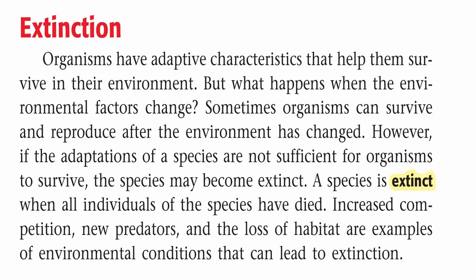Extinction. Organisms have adaptive characteristics that help them survive in their environment. But what happens when the environmental factors change? Sometimes organisms can survive and reproduce after the environment has changed. However, if the adaptations of a species are not sufficient for organisms to survive, the species may become extinct. A species is extinct when all individuals of the species have died. Increased competition, new predators, and the loss of habitat are examples of environmental conditions that can lead to extinction.